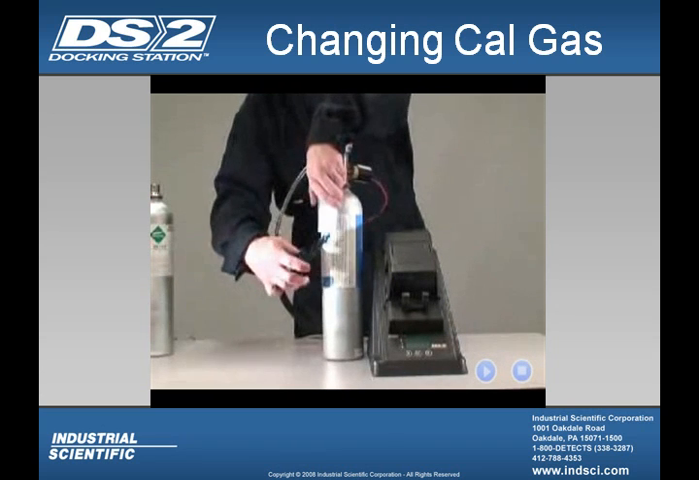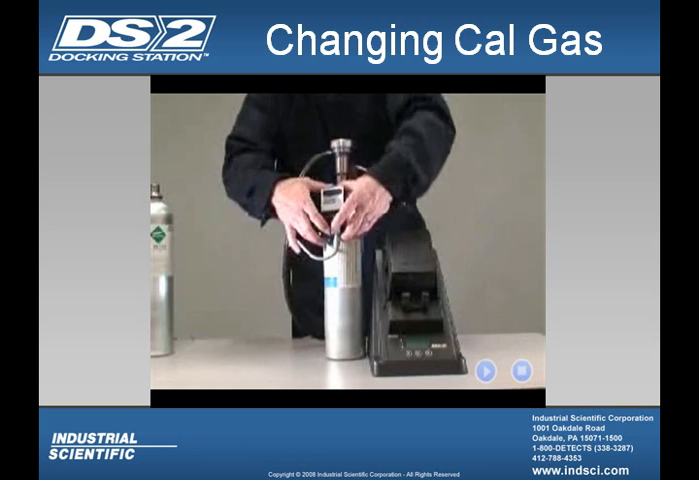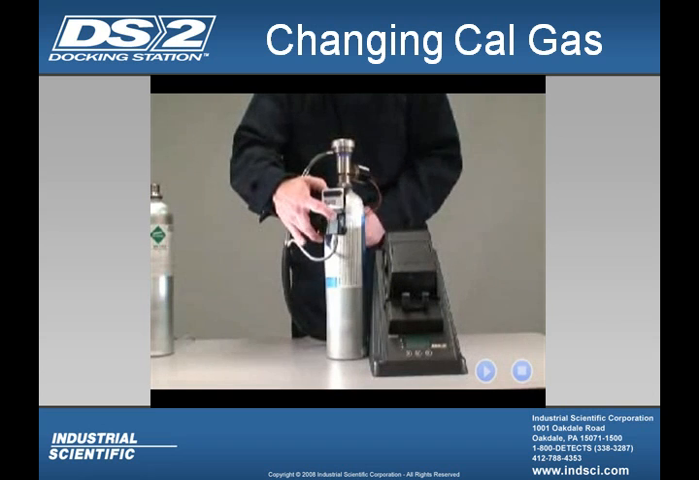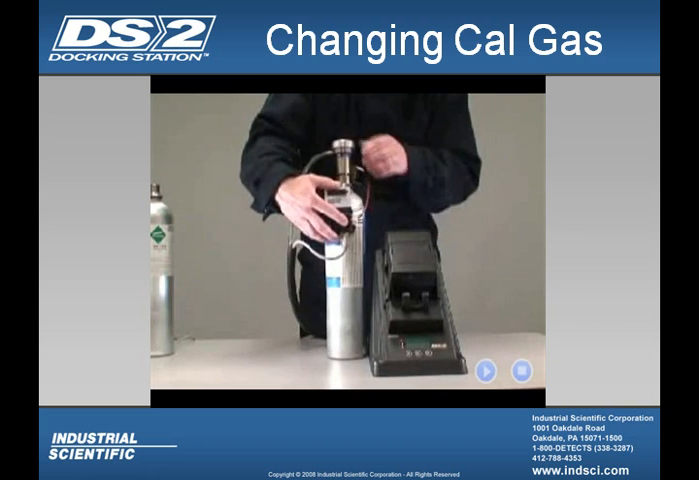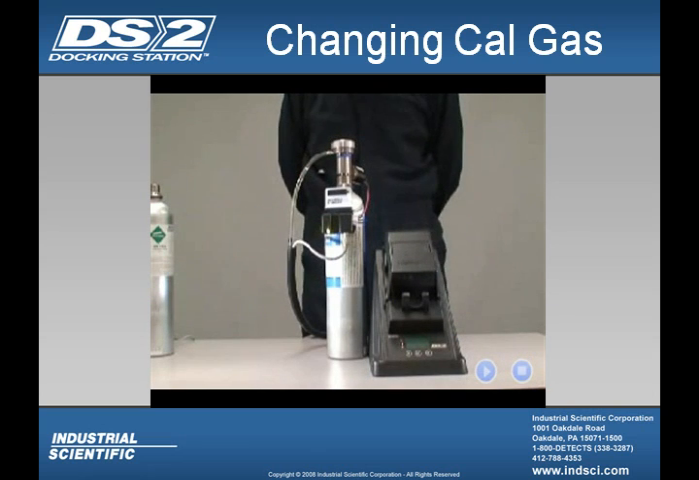Once that's threaded into place, we're going to do everything back in reverse. So we're going to take our iGas reader, plug our iGas card into the reader until it clicks, and then plug our pressure switch into the iGas reader itself. And now the cylinder has been successfully changed out.